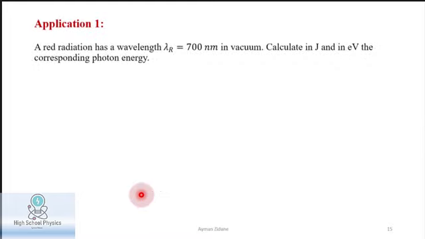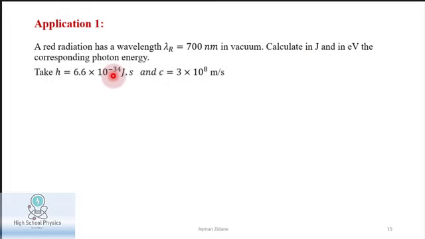Application 1. A red radiation has a wavelength λr equals 700 nanometer in vacuum. Calculate in joule and in electron volt the corresponding photon energy. Here you need to pause the video and to try to solve the application. Solution.